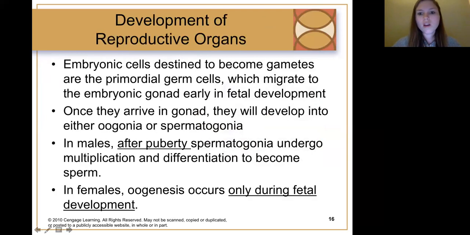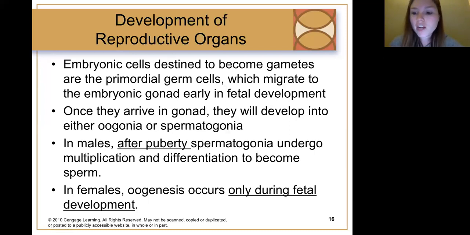So how do reproductive organs develop? You have embryonic cells that are destined to become gametes. Embryonic cells or germ cells are cells that are not differentiated, meaning they don't have a function yet. They're going to eventually become specific types of cells like fat cells or sex cells or all the different types of cells that you have. But embryonic cells and stem cells have not been differentiated yet, so they haven't really started down their path of what they're going to become.